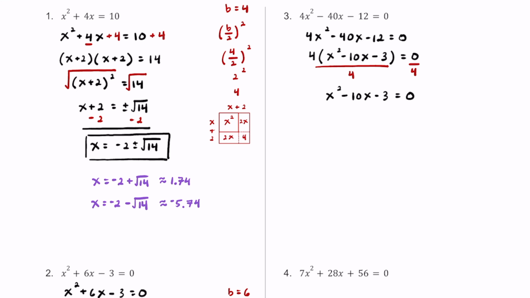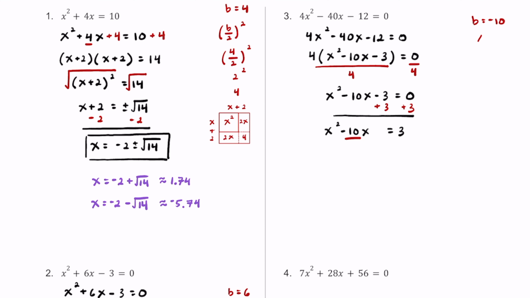At this point, we want to go ahead and isolate all the x terms to one side and the constant to the other side. So we can add 3 to both sides of the equation. So we're going to get this equation of x squared minus 10x. I'm going to leave a space here so we can complete the square, and that's going to be equal to 3. Alright, so now we can see that b is equal to negative 10. So let's go ahead and write that down. b is equal to negative 10.